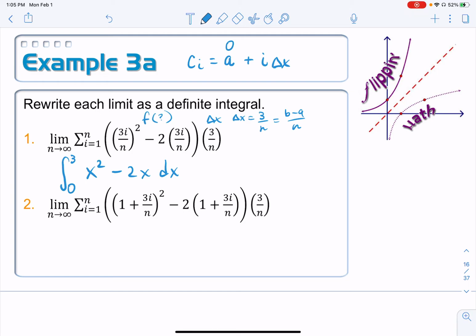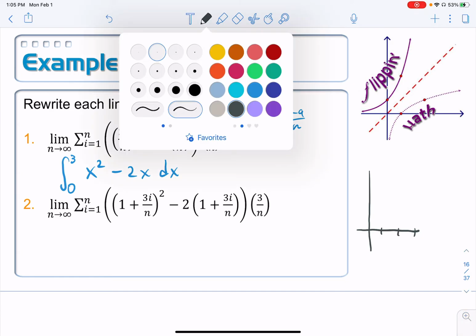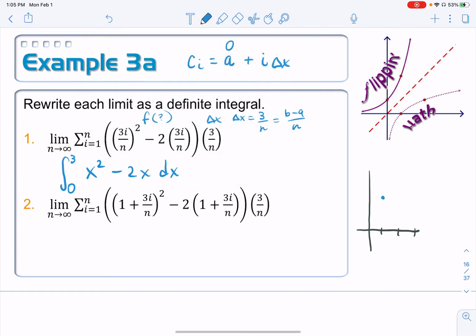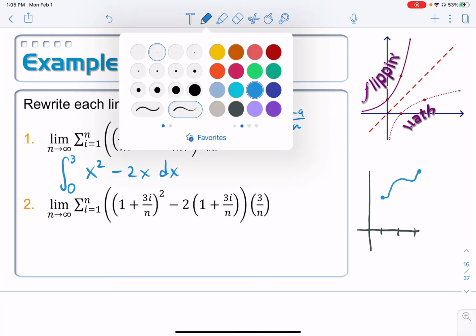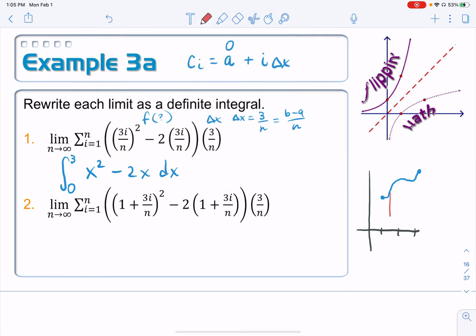Okay, so the next one here, we're going to see what happens when we don't start at 0. So if we have some sort of graph, and I'm just going to make something up here. And let's say that I start that graph at 1 instead of at 0 whenever I go to draw my rectangles. And you know what? The function does not have to start at the x-axis. Maybe it looks sort of like that. Maybe it looks like that. Okay. And then I'm going to start drawing some sort of rectangles in here, using the right endpoint, as we do.